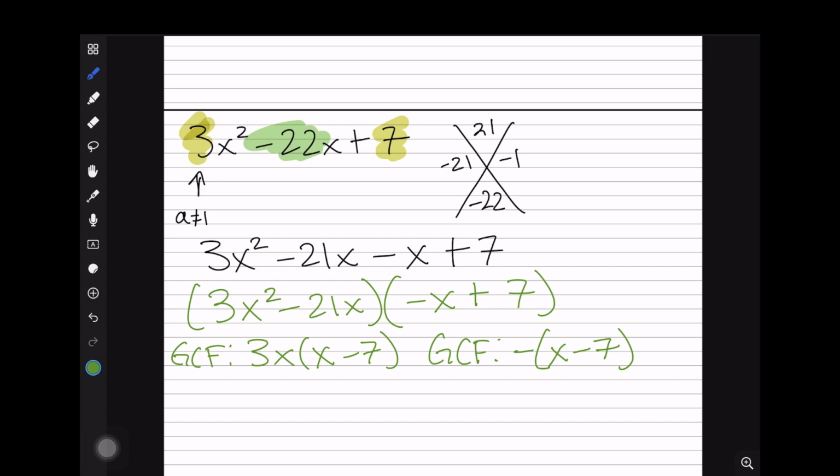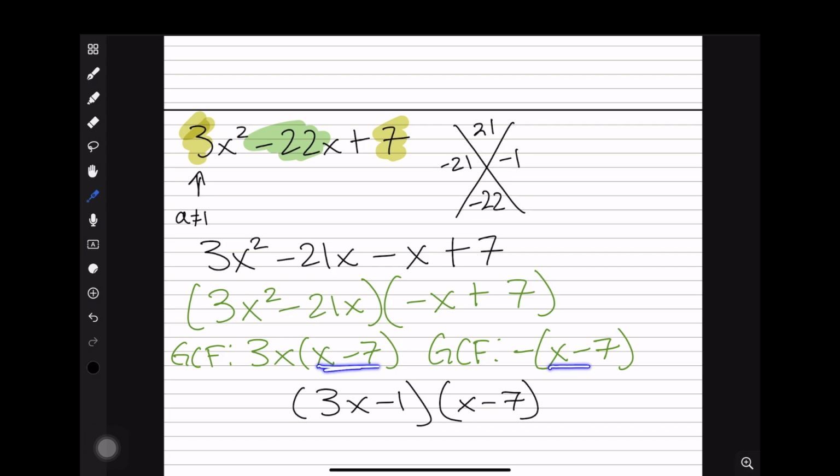Okay, now you want to group the things on the outside and you want to keep the x minus 7 the same. So we're going to get 3x minus 1 and that x minus 7 stays the same. And there you go. That's how you do it using the second method.